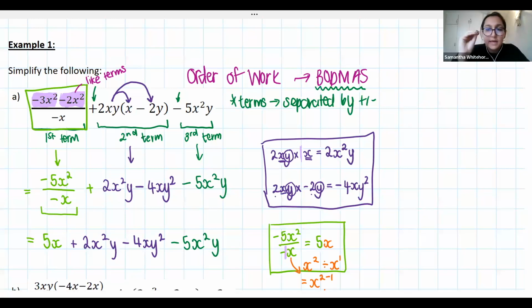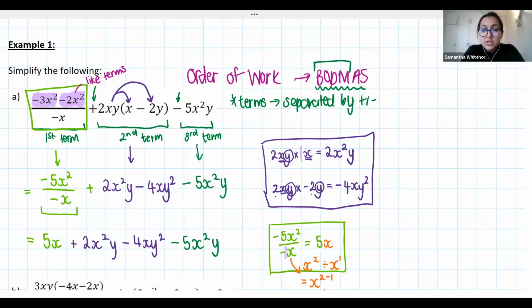Only, and I've said this so many times, only once you have done your division and your multiplication, so only once you have dealt with these first 4 operations of BODMAS, can you start adding and subtracting. Only once that has all happened. If you start adding and subtracting before you have done the brackets, division, multiplication, exponents, whatever, you are not following the order of work correctly. And it means you're going to get your answer wrong.